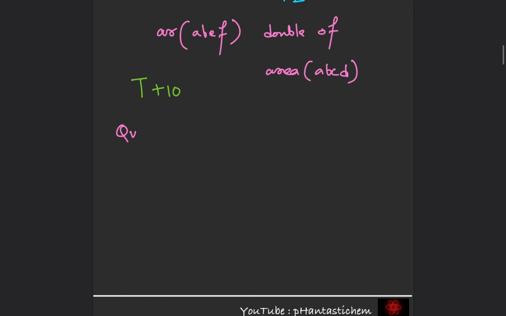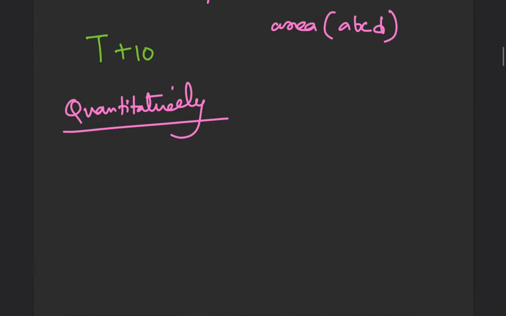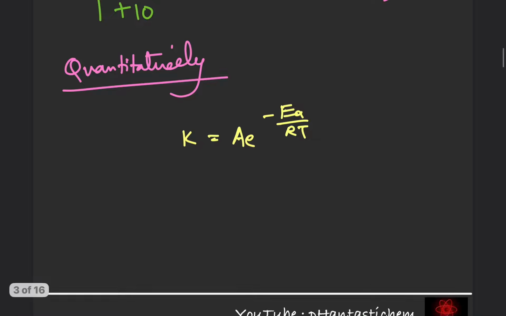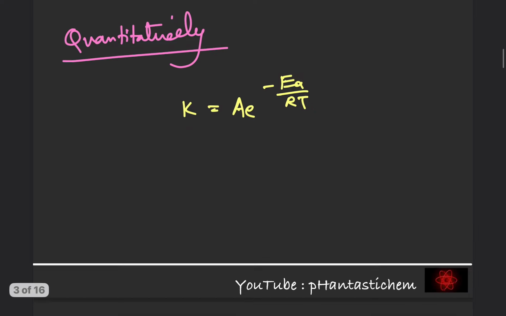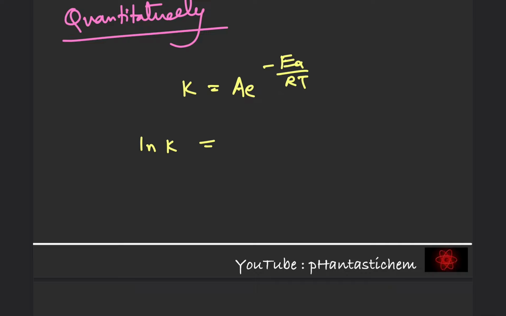So quantitatively, we know that K is equal to A e to the power minus EA by RT, right? Where K is the rate constant, A is the pre-exponential factor, a constant for a particular reaction, e is Euler's number, EA is the activation energy, which is again a characteristic of the reaction, R is the gas constant, and T is the temperature. This is also known as the Arrhenius equation, right? So when we take the log of both sides, it will become ln K is equal to ln A minus EA by RT.